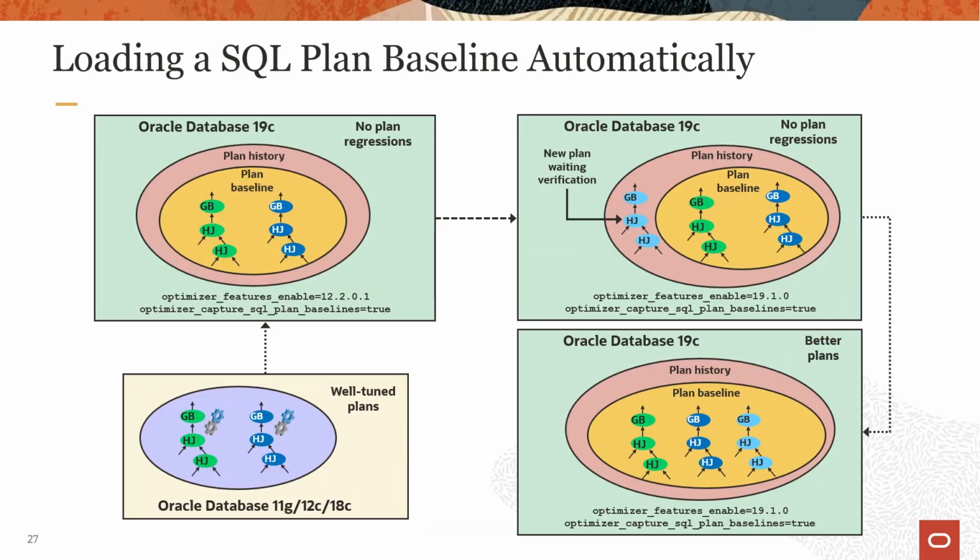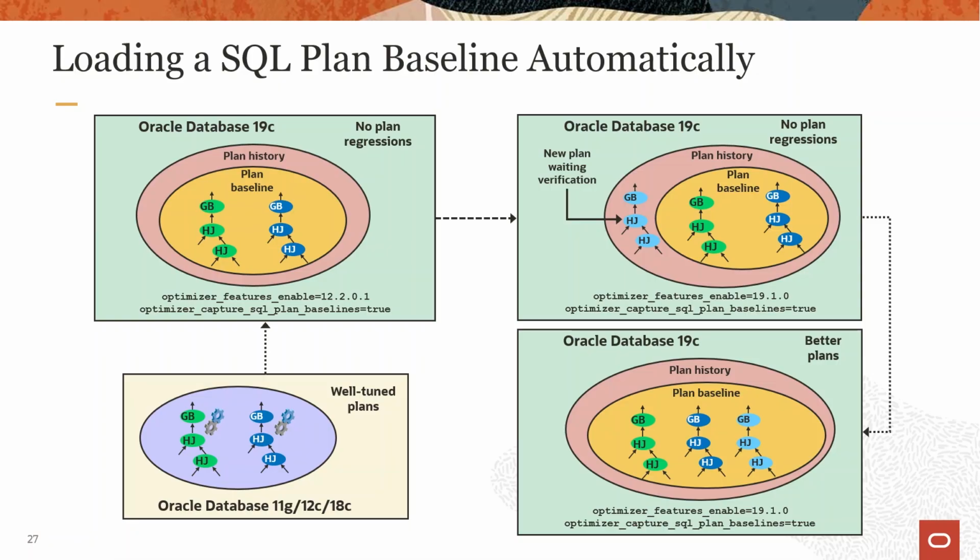So loading SQL plan baselines automatically is something that you can do by setting the parameter optimizer_capture_sql_plan_baselines to true. Now, let's suppose a scenario. Let's say that you have a database 11G, 12C, 18C. You have an application that is running upon that database, gives you good execution plans, in fact. Now, what you're going to do is you upgrade to 19C, but you keep your optimizer to behave as a 12C optimizer, in fact. Your application is running upon it. It's going to generate 12C execution plans for your statement, in fact.